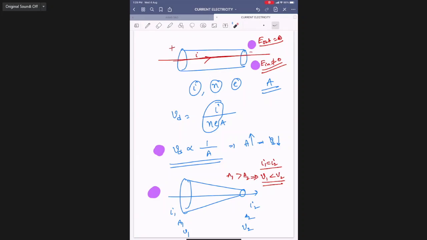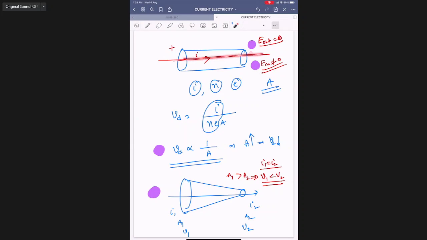So outside, the electric field is how much? Zero. Inside, the electric field is there. That's why only the electrons are being accelerated. Okay.